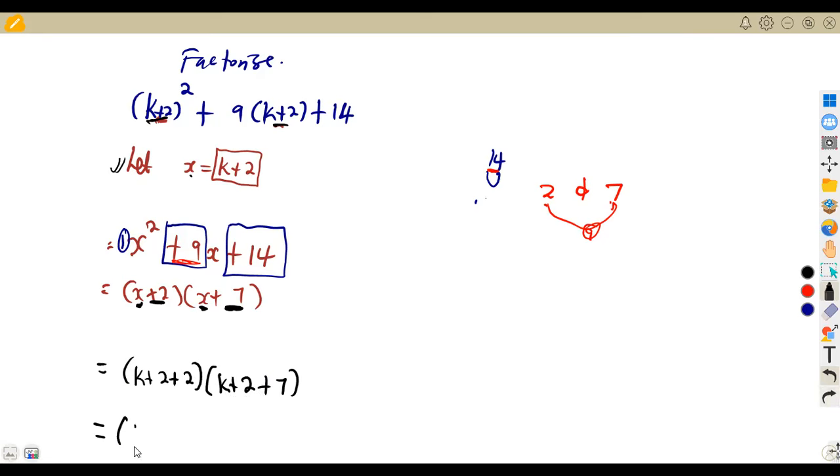By simplifying this, we collect like terms. We add 2 and 2, that is 4. Then we add 2 and 7.